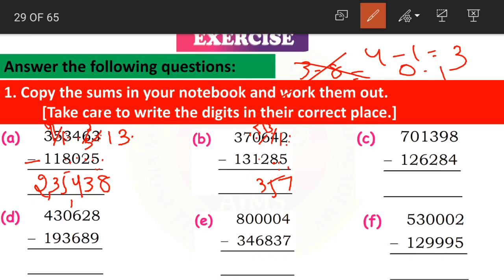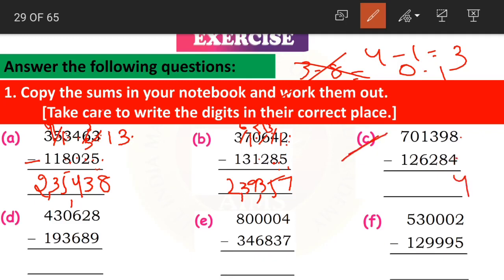No. Again we need to borrow. 0 becomes 10. 7 becomes 6. 10 minus 1, 9. 6 minus 3, 3. 3 minus 1, 2. 2,39,357. Yes. Now question number C.